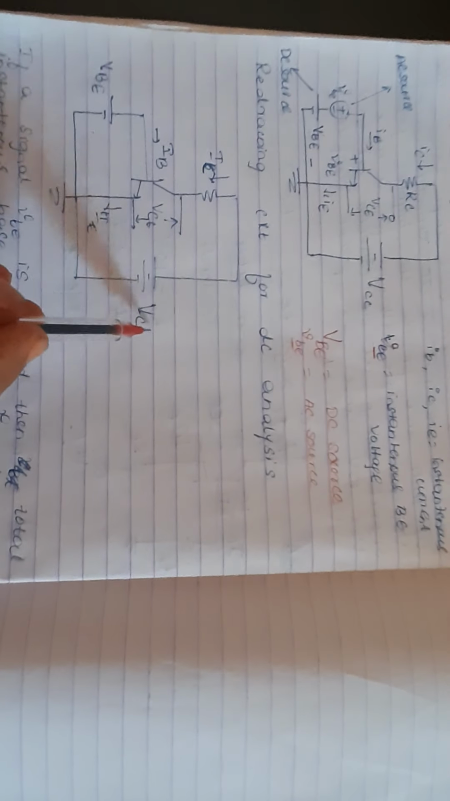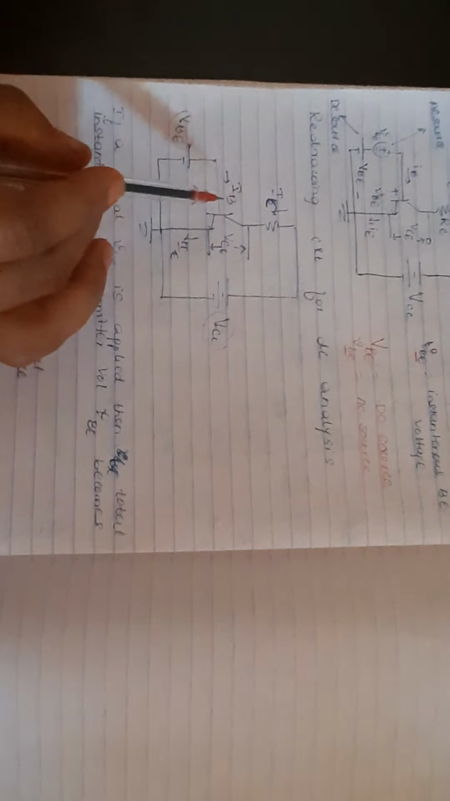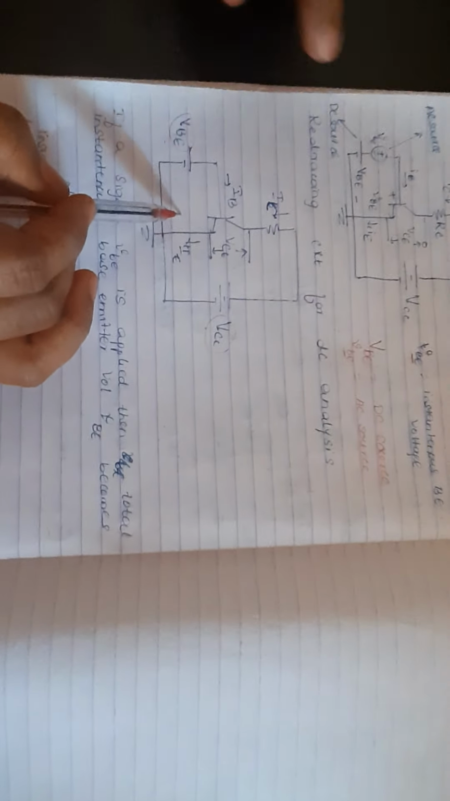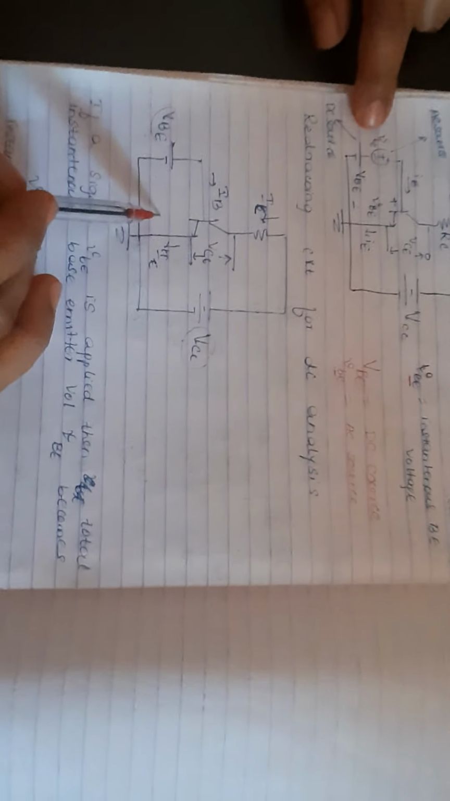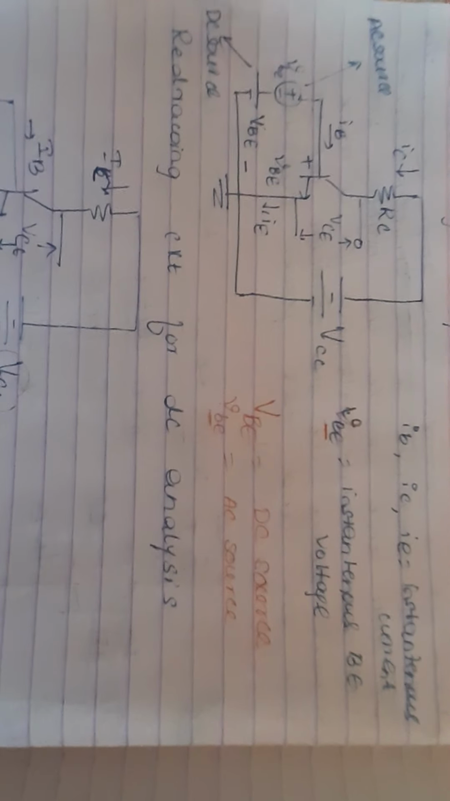Here we'll observe that the circuit contains two DC sources, one is VCC and one more is V_BE. Hence, the currents flowing in the circuit are all DC. The currents flowing here, IC, IB, IE, are all DC when performing the DC analysis. For the DC analysis, we'll replace this small v_be, it is short circuited.